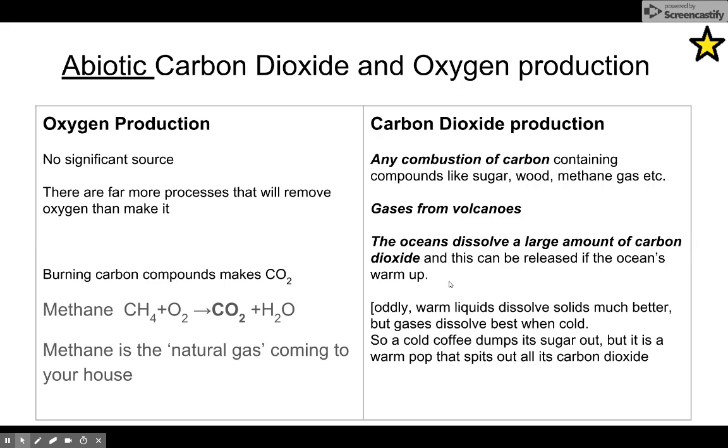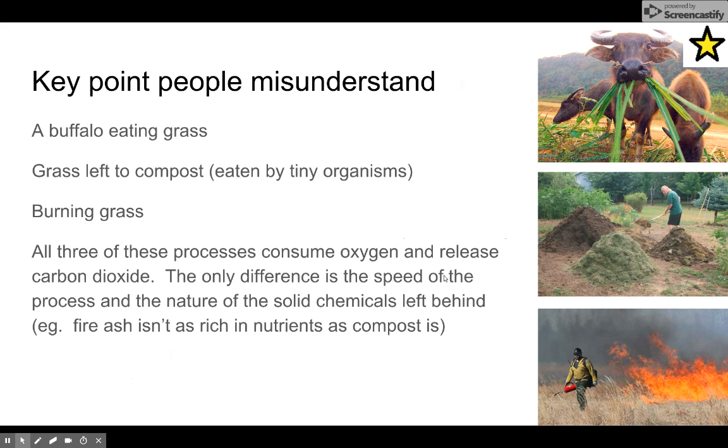And it's really an odd thing because warm liquids will dissolve sugar better, but if you warm up a pop, it'll spit out its CO2. So liquids hold gases better if they're cold. And we're going to see how the release of CO2 from water actually can wipe out entire civilizations.